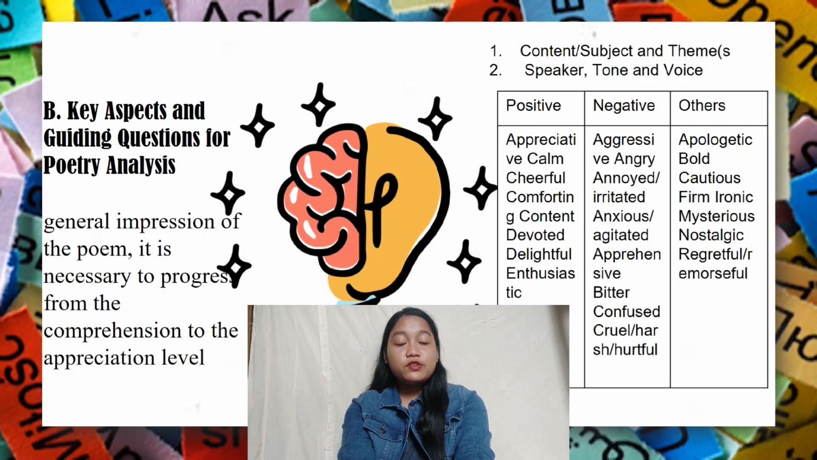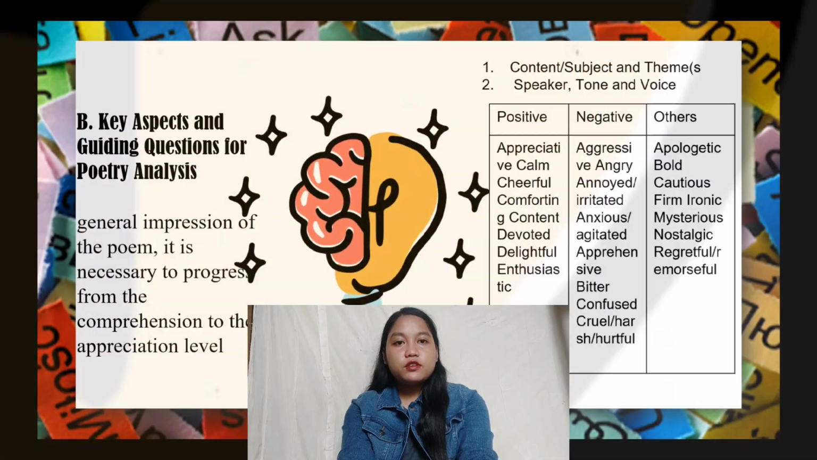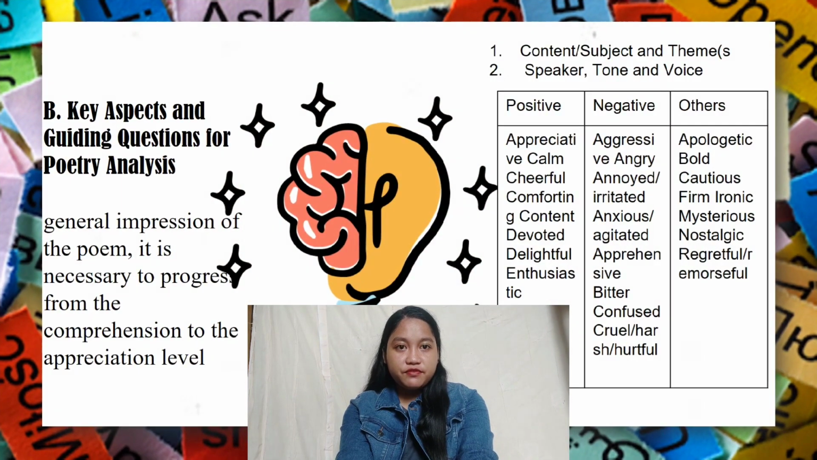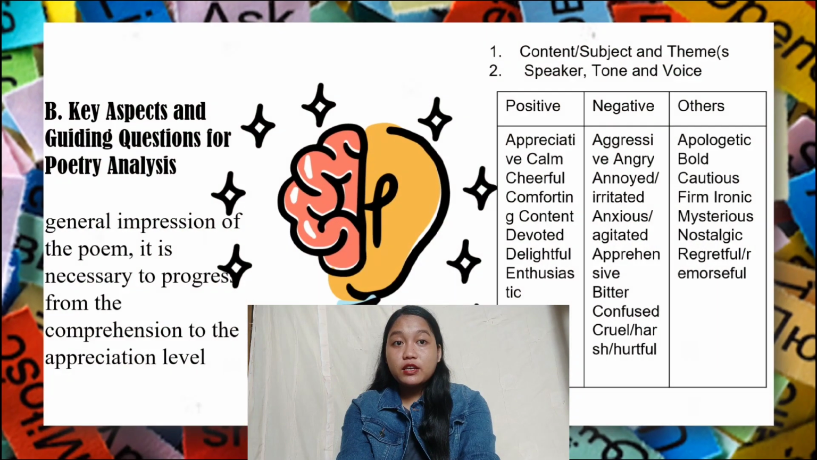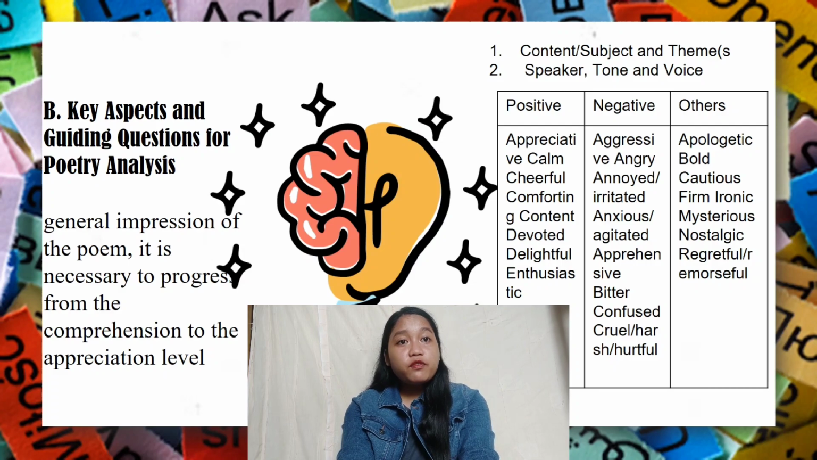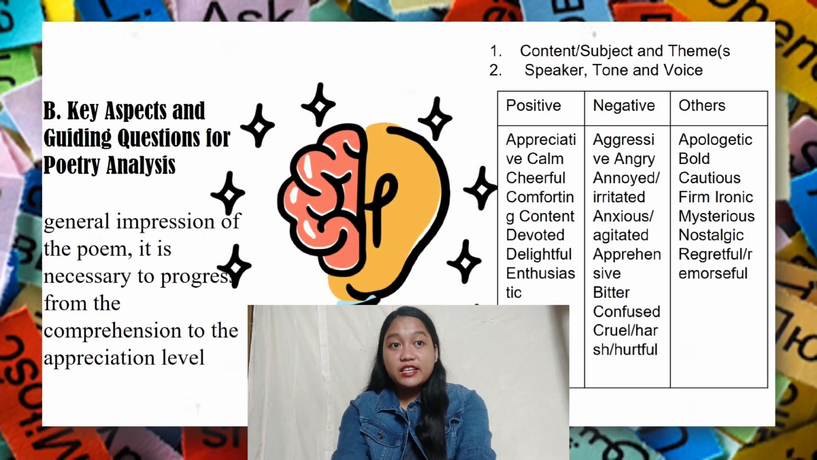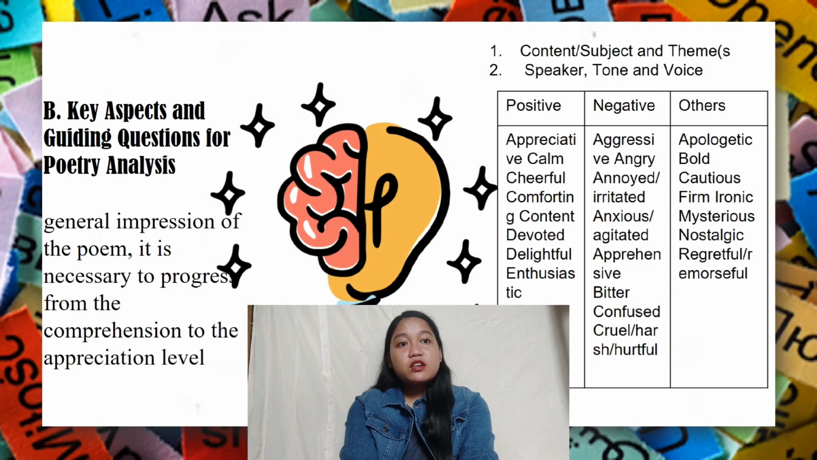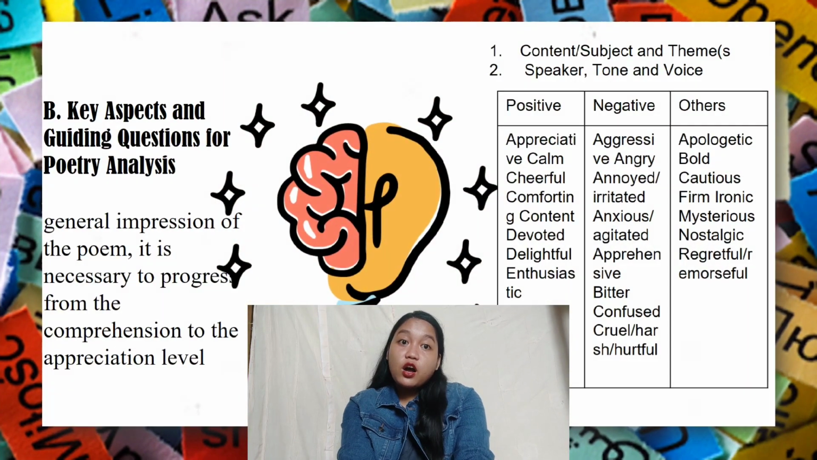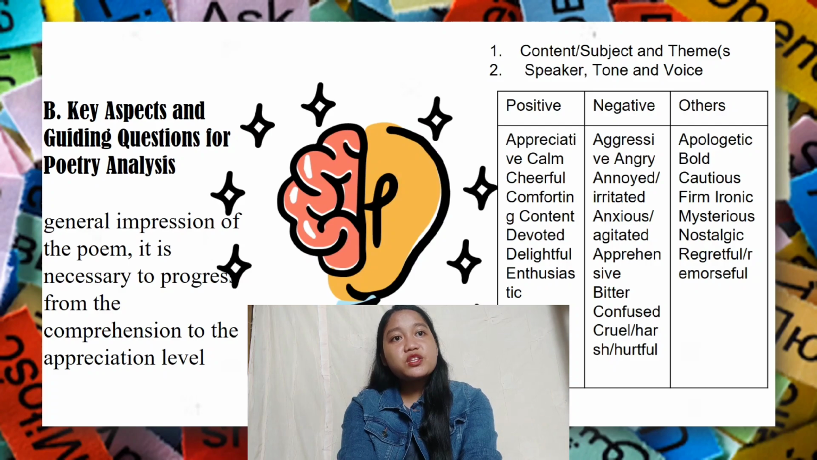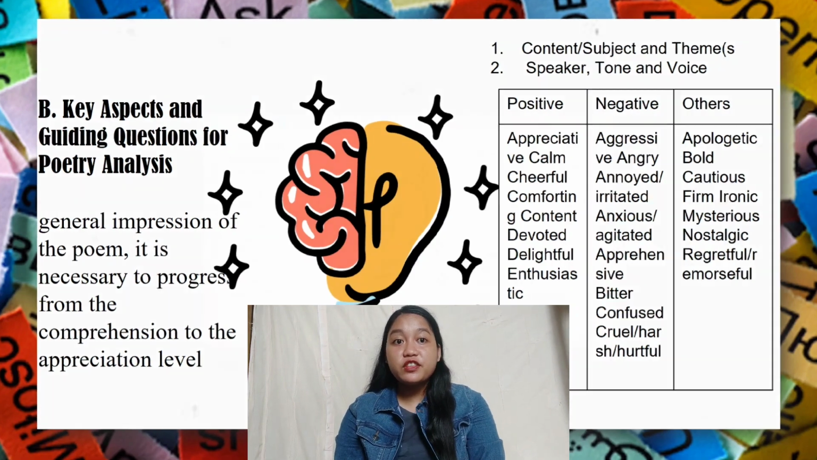As you can see in the table, there are 3 rows and 3 columns. It states positive, negative, and others. Positive: appreciative, calm, cheerful, comforting, content, devoted, delightful, and enthusiastic. Negative: aggressive, angry, annoying, irritated, anxious, agitated, apprehensive, bitter, confused, cruel. And in the others: apologetic, bold, cautious, firm, ironic, mysterious, nostalgic, regretful, and remorseful. These are the table for content and subjects and themes.